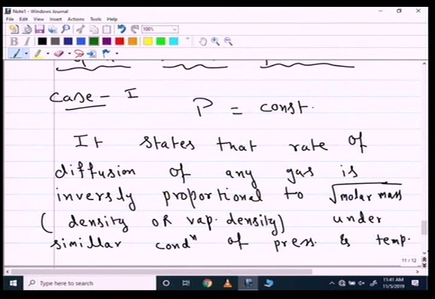Guys, by tomorrow we'll wind up this chapter, and after that we will start with equilibrium, one of the most important chapters, where you will get about 3 to 4 questions in your examination. Copy and confirm, Itanagar.